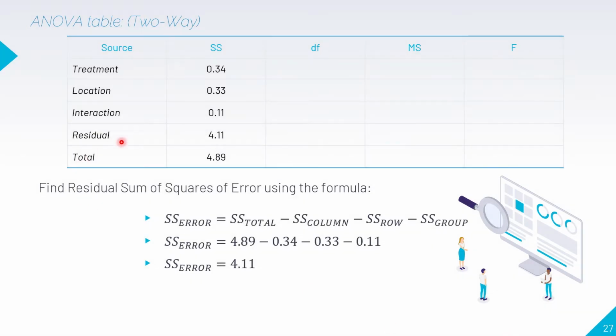Next, we find the residual sum of squares or error using the formula SS error is equal to SS total minus SS column, SS row, and SS group. So we have our total 4.89 minus our column 0.34 minus our location or our row and our interaction or our group 0.11. Now we have our SS error or the residual 4.11 as our answer.